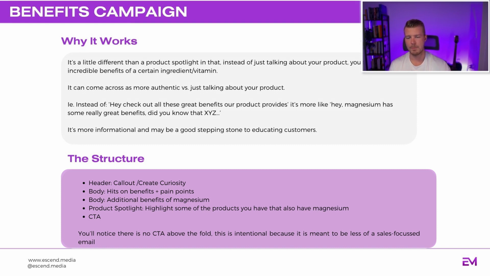We want to hit on the pain points and hit on benefits in the body copy, some additional benefits of magnesium. We then want to touch on, and this can be replaced with whatever ingredient you want to talk about, product spotlight. So actually highlighting some of the products that you have that also have magnesium in it, and then a CTA. So you'll notice that there's no CTA above the fold here, and this is intentional because it's meant to be less of a sales email and more of an educational email. So I'll show you kind of what this looks like.